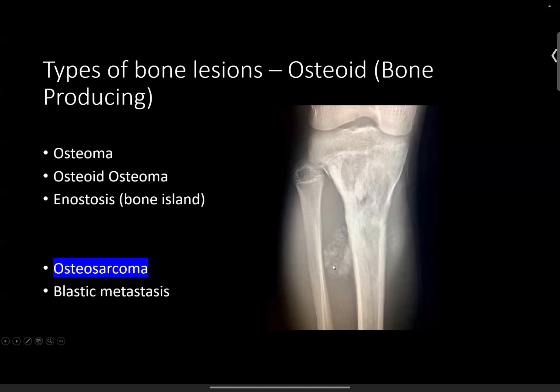This is osteosarcoma. And of course, blastic metastases, so metastases that can produce osteoid. How about cartilage lesions or chondroid lesions? Same.